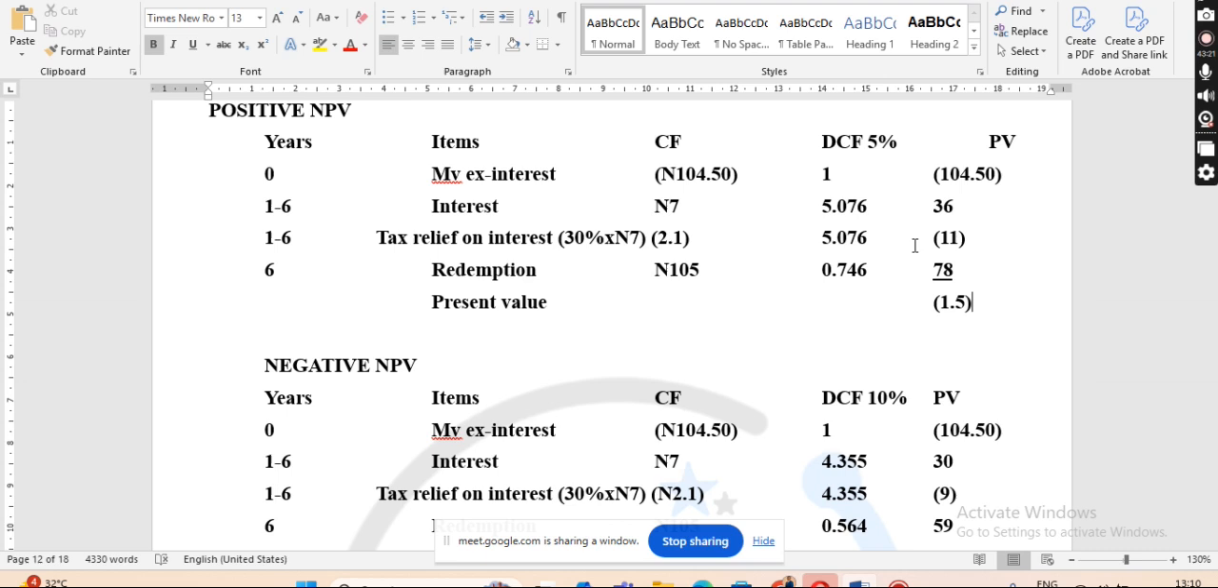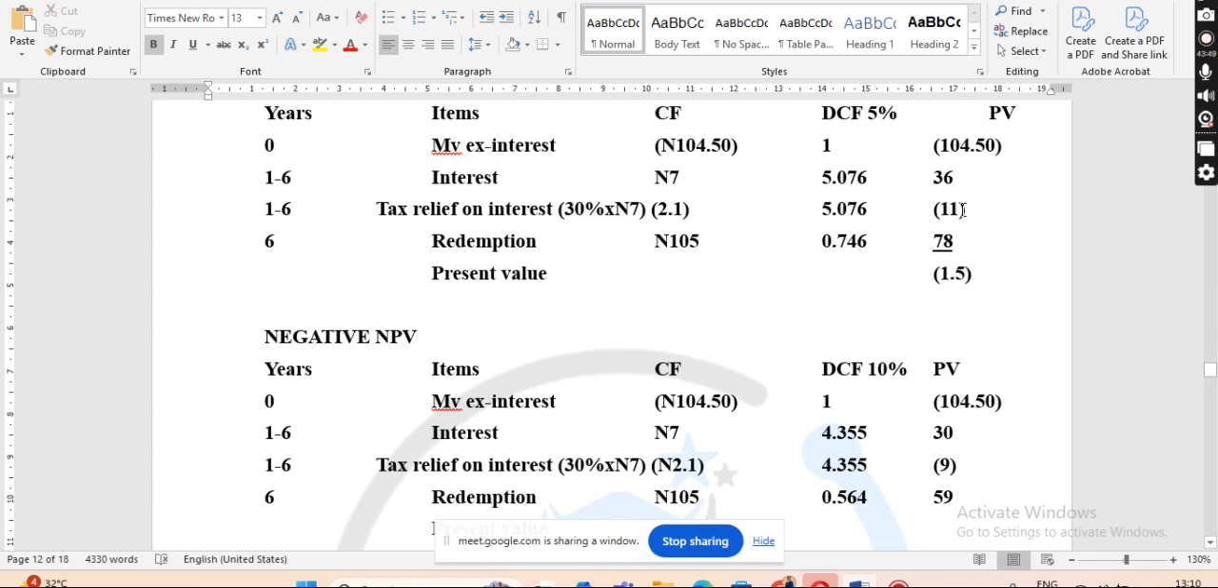So it should be plus now. It should be positive. Is it not supposed to be positive? 36 plus 78 is 114. So minus it from 104.45. It's negative, sir. Okay, it's negative. So you know, next.